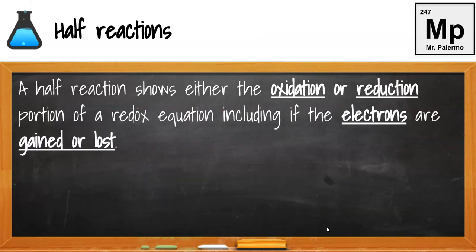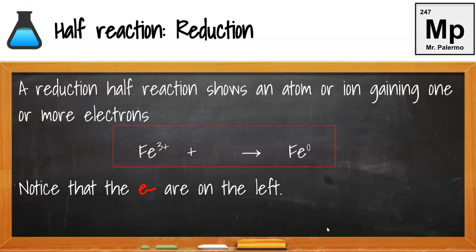So a half reaction shows either the oxidation piece or the reduction piece of this full redox equation. And it's going to include those electrons being lost or gained. And so let's look at these things individually. So the half reaction for reduction shows an atom or ion gaining 1 or more electrons. That's my GER in my LEO GER.